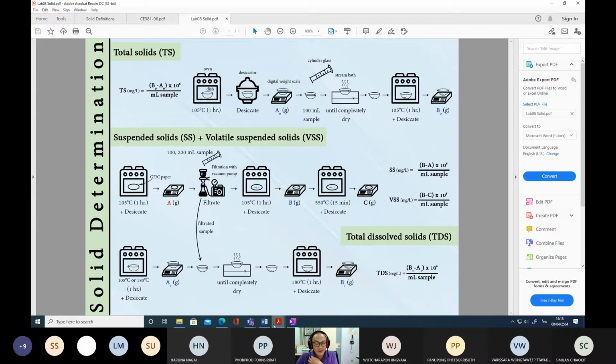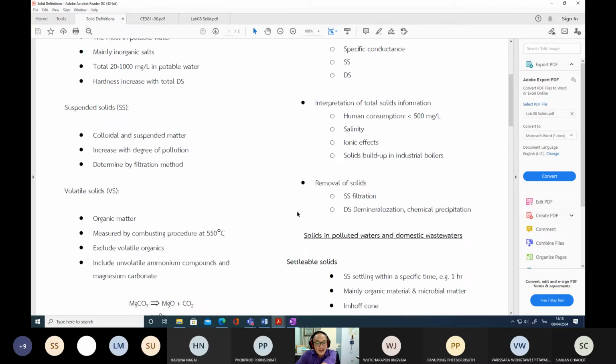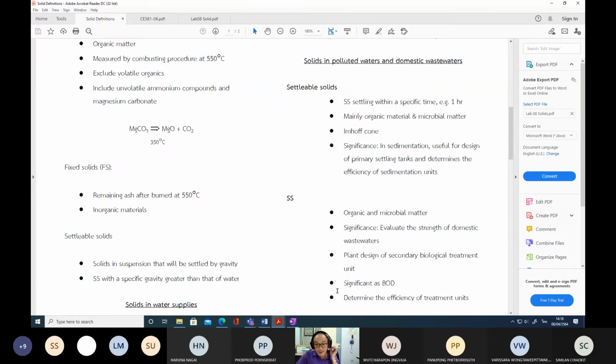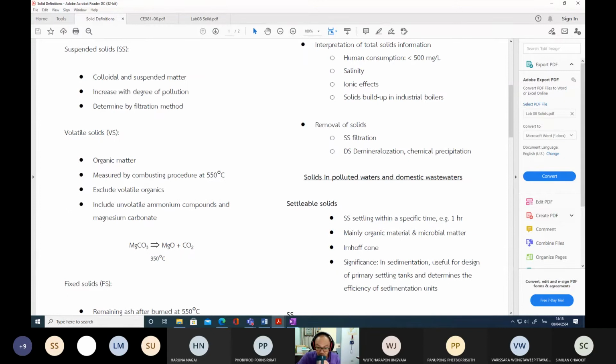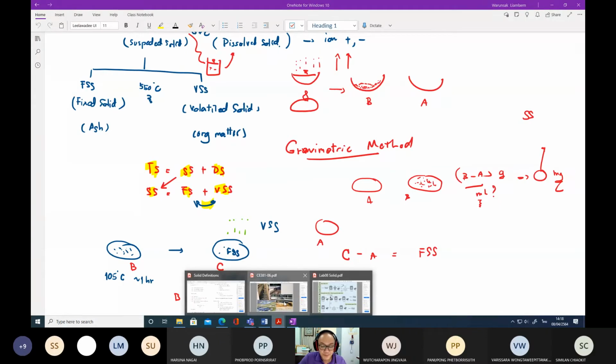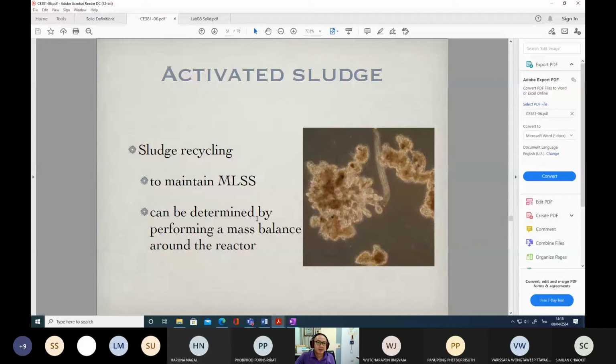So now we have completed the solid state definitions. There is one more thing about the solid state definitions: settleable solids. Settleable solids are solids that can actually settle to the bottom of the chamber.